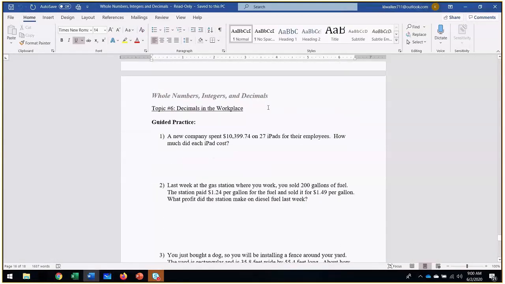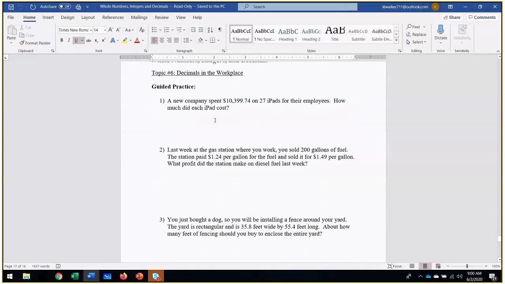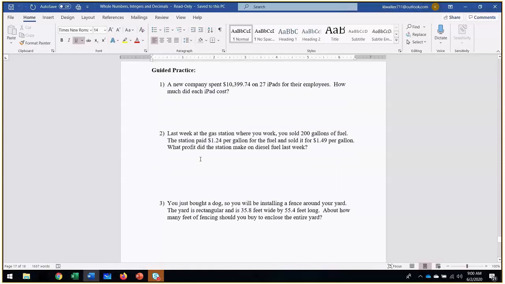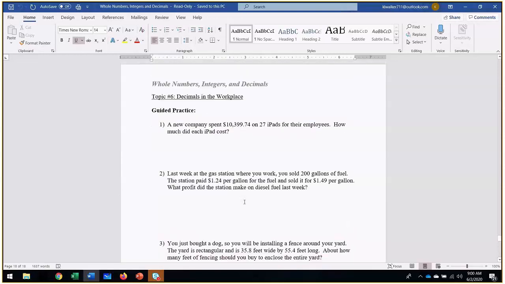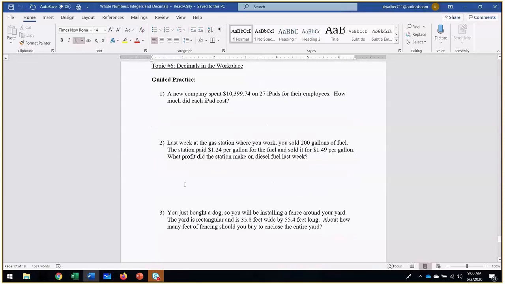Okay. So we're going to do a few word problems. Let's see here. And then we should be done pretty early for today. So let's see here. A new company spent $10,399.74 on 27 iPads for their employees. How much did each iPad cost?